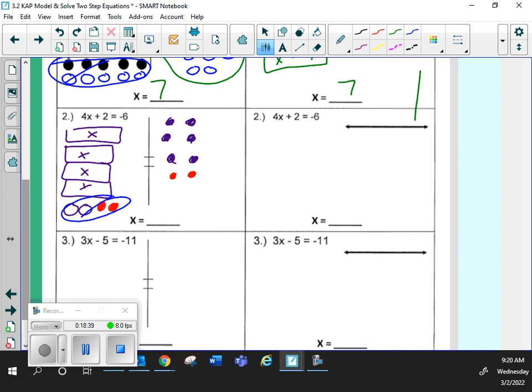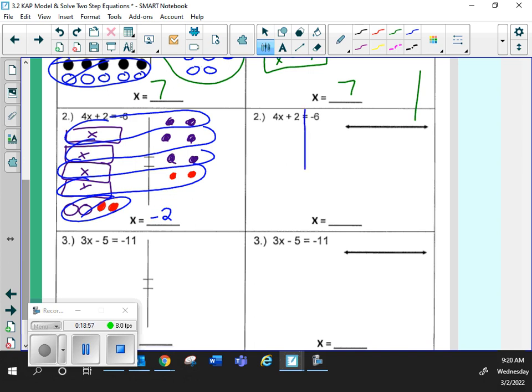Okay? We want to split, because we're going to be dividing. We're going to split those counters evenly with each x. Each x is going to get 2 of those counters, but those 2 counters are negative, so x is equal to -2. Did y'all get that? Awesome job. So let's look at the math, because again, this is ultimately where we're going to go.